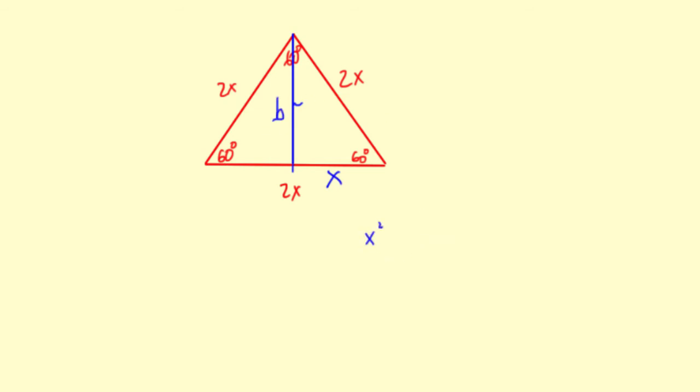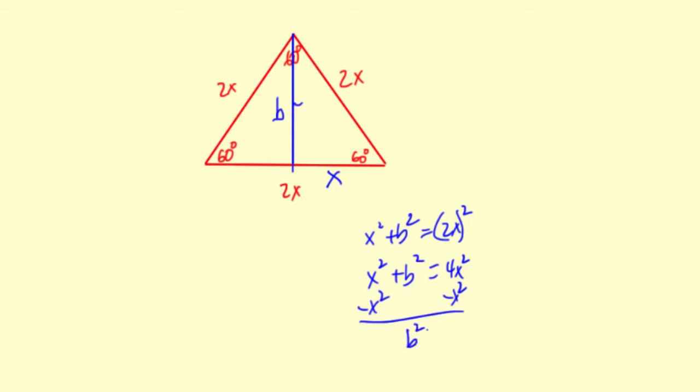So it's x squared plus b squared equals 2x quantity squared. So it's x squared plus b squared equals, remember you can distribute the exponent here, so it's 2 squared or 4x squared. So continuing to solve for b, I'm going to subtract x squared from both sides. So b squared equals 3x squared, because x squared minus x squared makes 0, and then 4x squared minus x squared makes 3x squared.